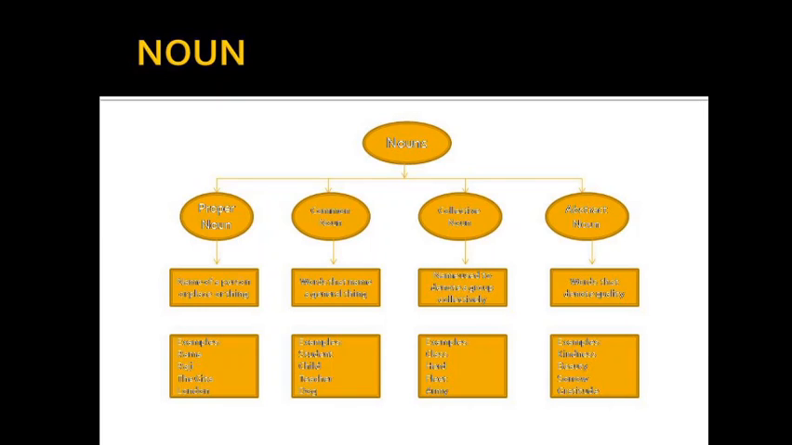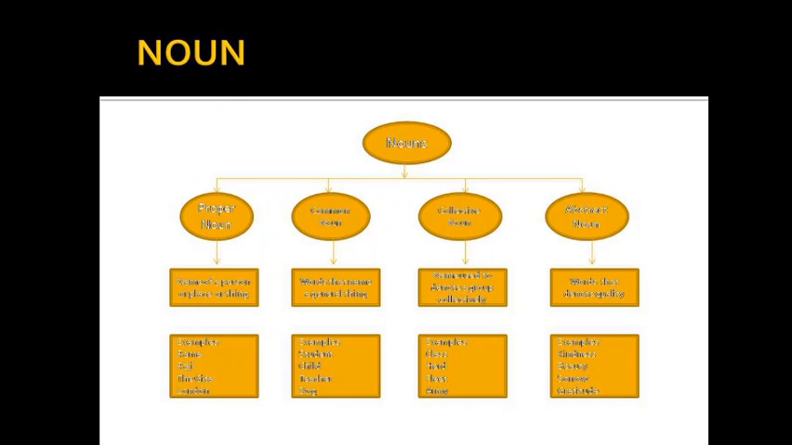Proper noun is the name of a person, place or a thing. We can have the names of persons as example, names of places, names of rivers, names of books, all come under proper noun. A common noun is a word which is given to a general thing, like a student.